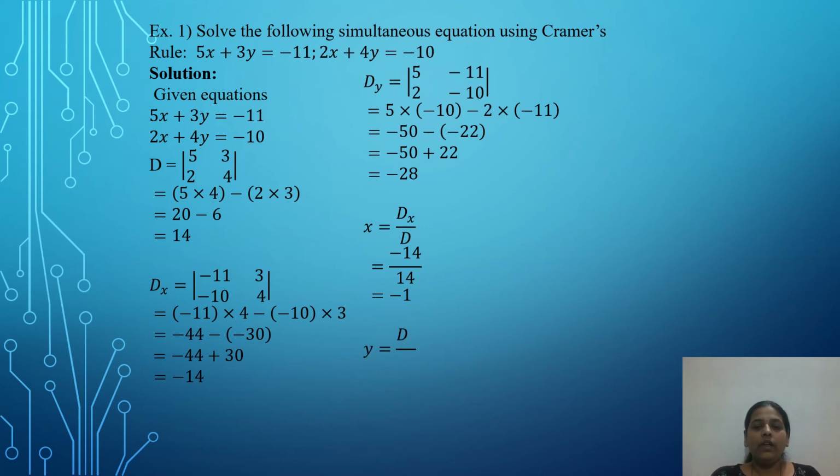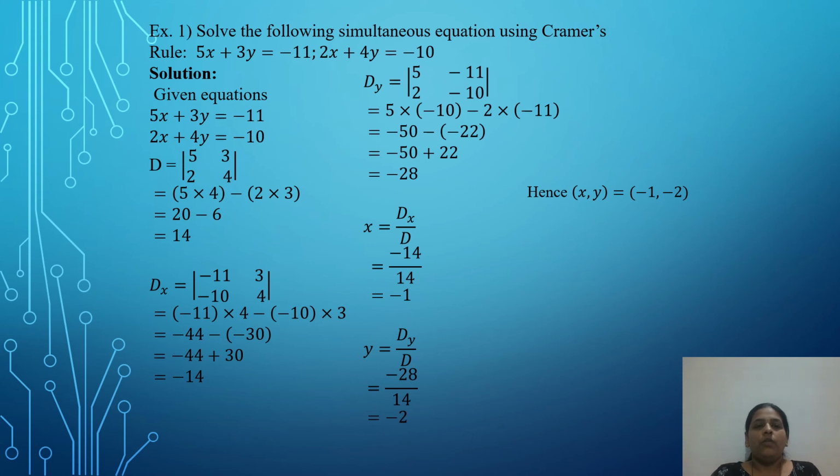Similarly, calculate the value of y. How to calculate this value? By using the formula y is equal to Dy upon D. What is the value of Dy here? That is minus 28 upon 14. When we divide minus 28 by 14, what is the answer? That is minus 2. So the value of y here is minus 2. Hence, the solution is x comma y is equal to minus 1 comma minus 2.